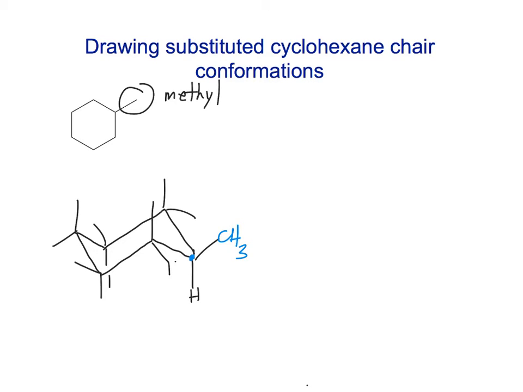Let's fill in the rest of the hydrogens. And here's one of the structures for methyl cyclohexane. All right, so the next thing we would want to do is draw the structure that is generated by the ring flip.